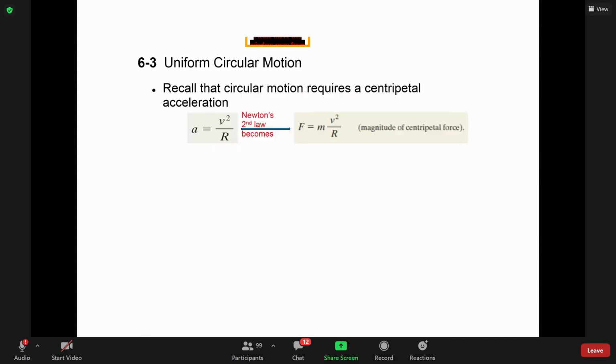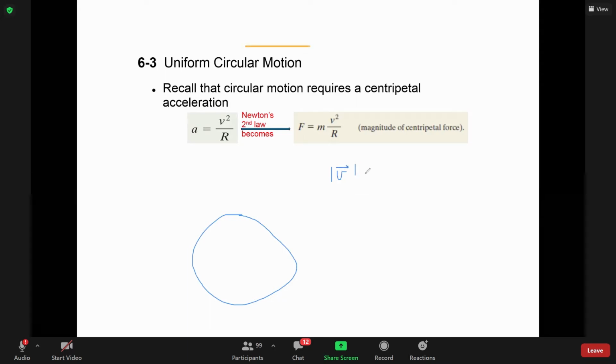So now let's go back to our business. We were talking about uniform circular motion in chapter 5. And remember, in uniform circular motion, we said it's a motion on a circle where V is constant, the magnitude of the velocity, which we call speed, is constant. And as a result, we will have an acceleration, the magnitude of which is V squared over R.